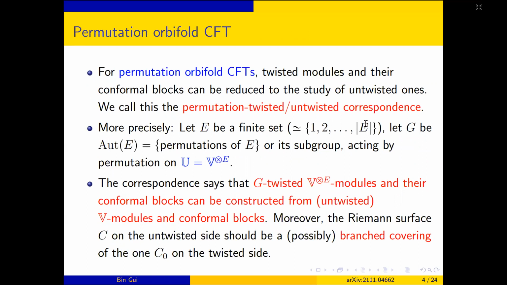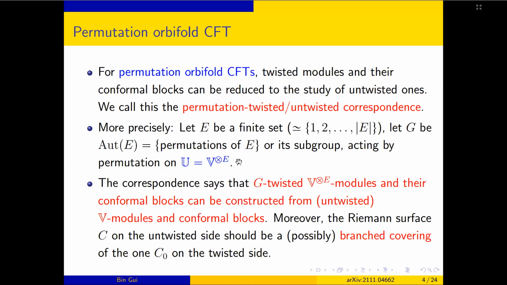Okay, now I want to talk about the permutation orbifold conformal field theory. What is special about orbifold conformal field theory is that, roughly speaking, all the twisted part could be more or less recovered from the untwisted part. But we have to be careful that I'm not talking about the untwisted U modules. I'm talking about all the untwisted V modules. So the thing is this: we take U to be a finite tensor product of V, and here I'm writing this in a more or less coordinate independent way, which means that I use a general finite set E and take the tensor product. So if E has n elements, then this is just an n-fold tensor product of V.